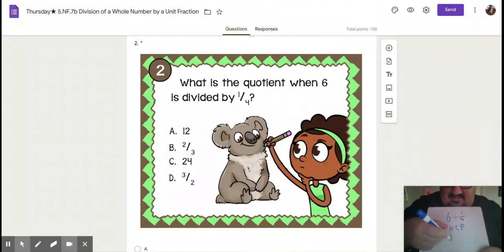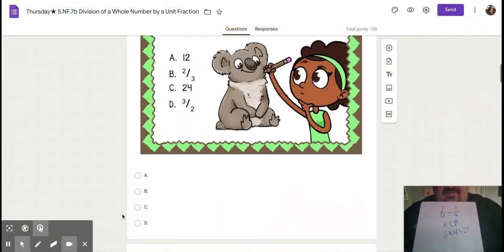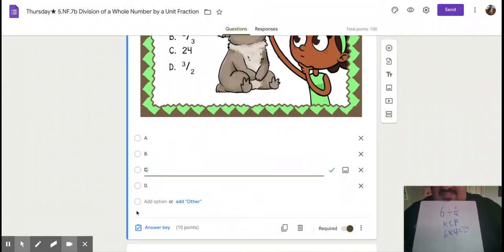So we got 6. We're going to change that to multiplication, and we're going to flip 4 over 1. It's just going to be 4. So 6 times 4 is what? 24. You're like, Miss Morrison, that's too easy. And I'm like, I know, guys, we can do this. So again, 24, what's the answer? C. Okay, good job. And that's the right answer.